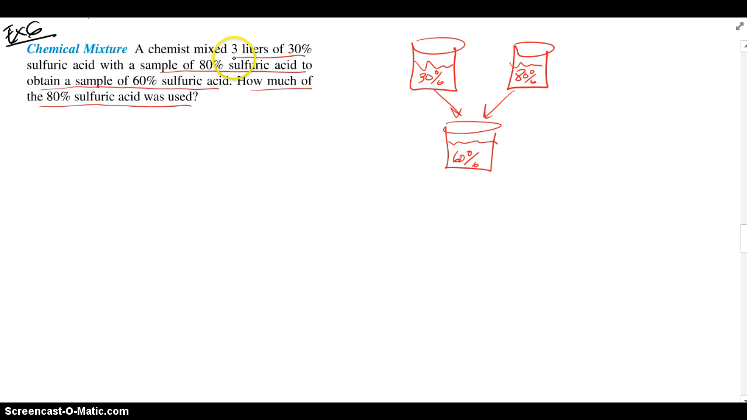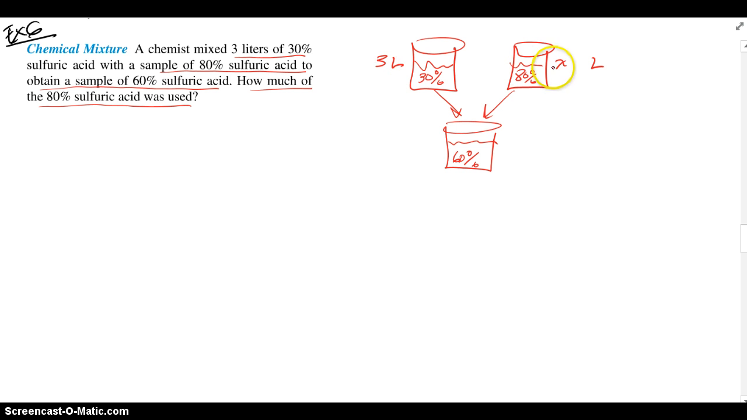A chemist mixed 3 liters of 30% sulfuric acid. So I already know how much of this he used. How high was this? 3 liters. That's how much he had here. And also the question says how much of the 80% was used. That means I don't know how much he used. How high was this little jar? I don't know, so I'm going to call it X liters. That's how high it was.